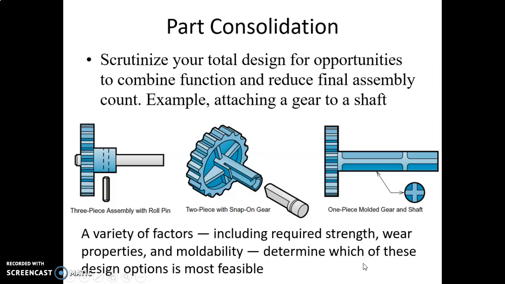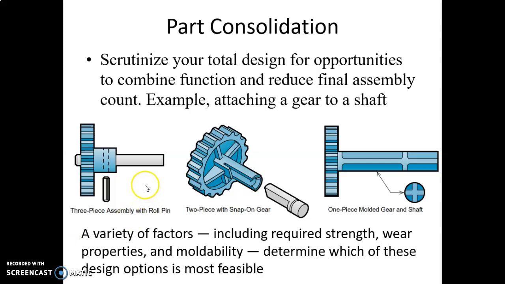We proceed with part consolidation. Scrutinize your total design for opportunities to combine functions and reduce final assembly count, for example, attaching a gear to a shaft. It means we need to examine in detail, paying critical attention to designs where we may combine functions, which can lead to reduced assembly.